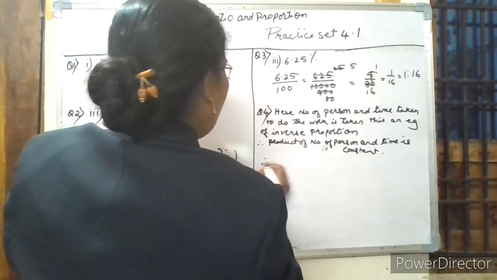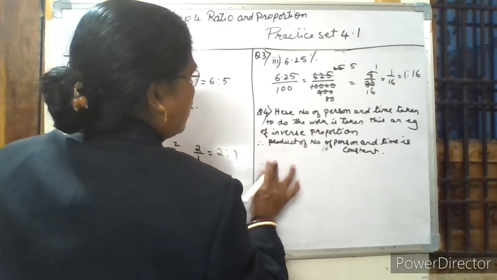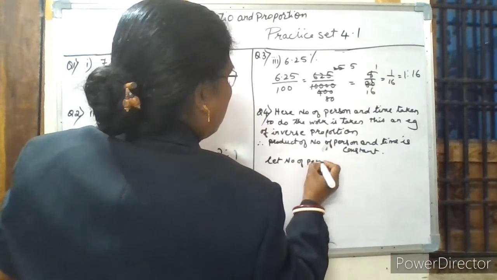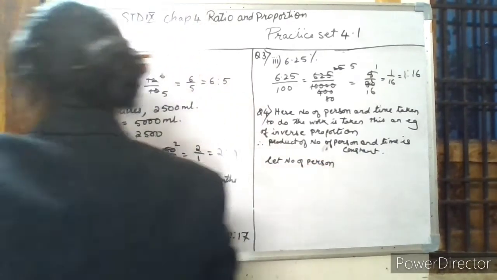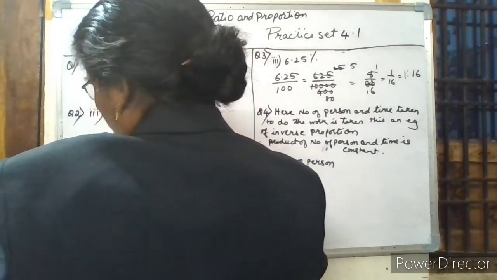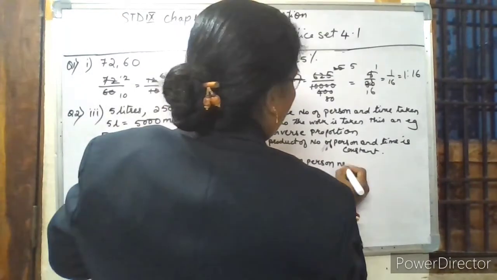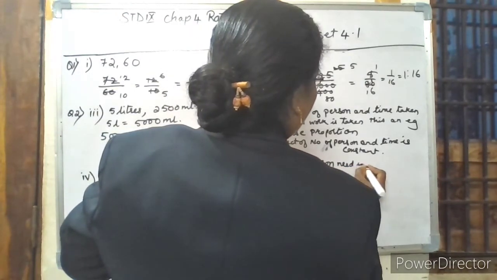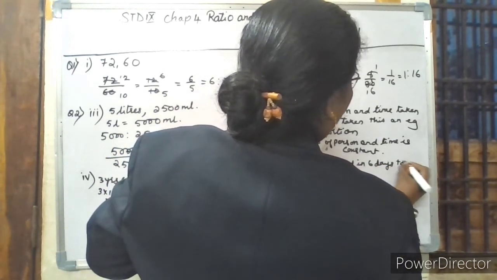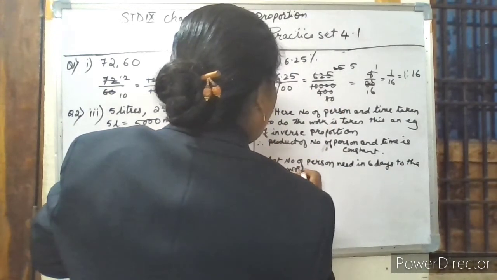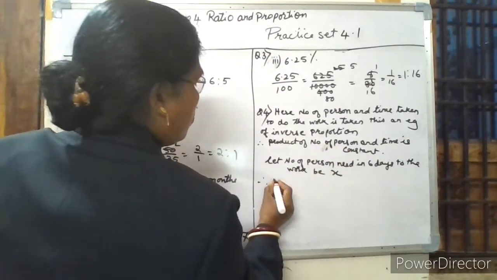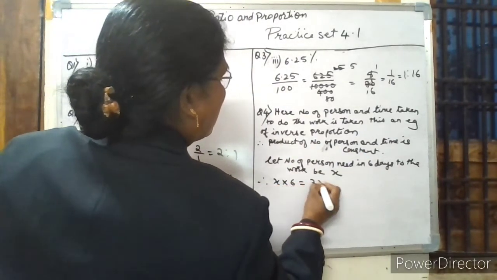Therefore, we will get. So let us take, let the number of persons needed to build the same house in 6 days to do the work be X. Therefore, the product is constant. So, X into 6 is equal to 3 into 8.